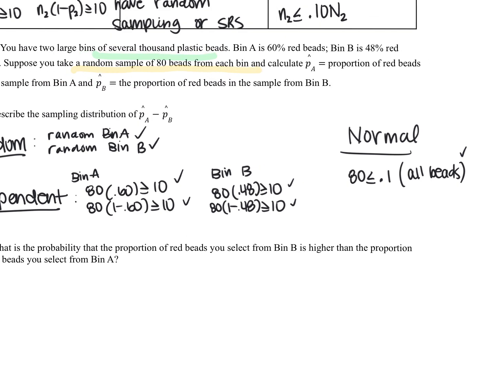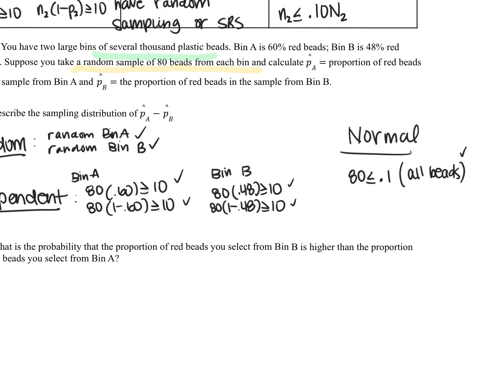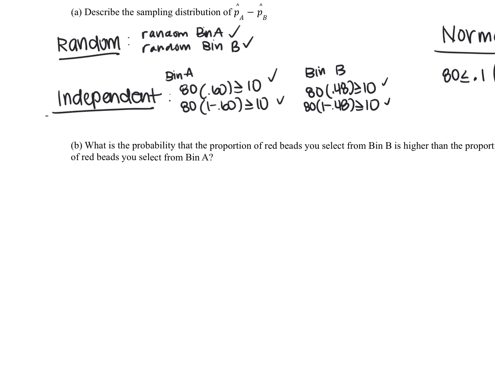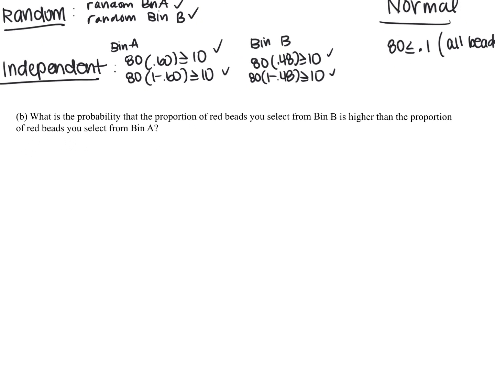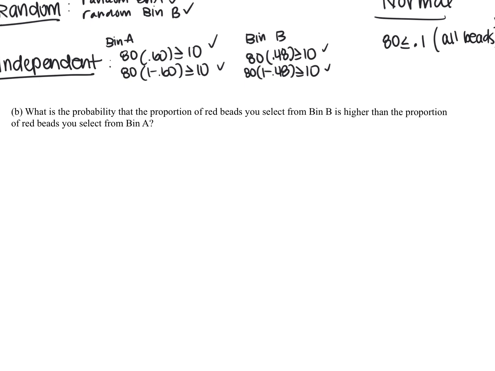Now we're going to actually calculate the probability that the proportion of red beads you select from bin B is higher than the proportion of red beads you select from bin A. So we're looking at the probability that the difference of the two proportions is less than 0. So here is where you have the option of writing your sentence differently. I looked at their difference being less than 0 because p1 hat is bin A, p2 hat is bin B. Let's actually change this back to pA and pB, which is what it says in the problem.